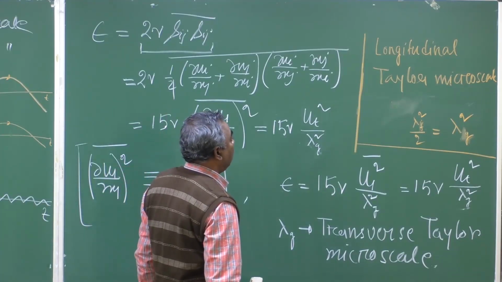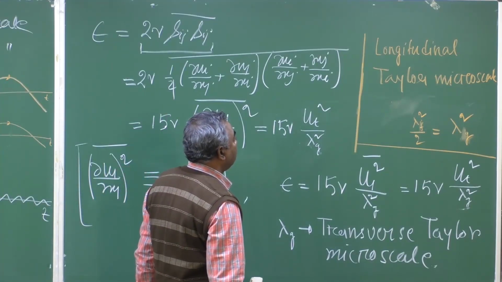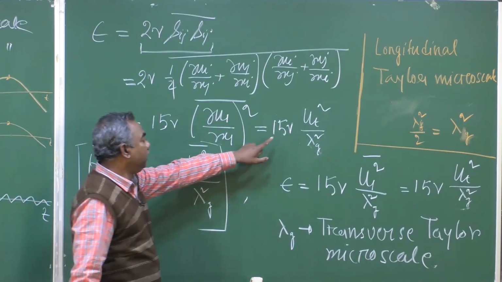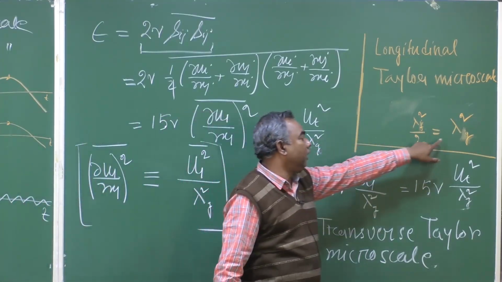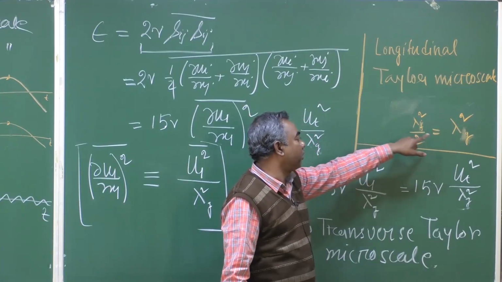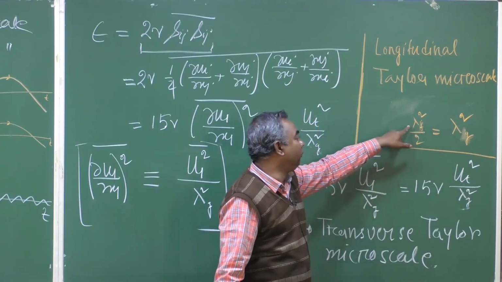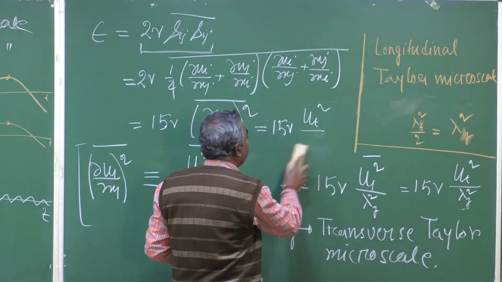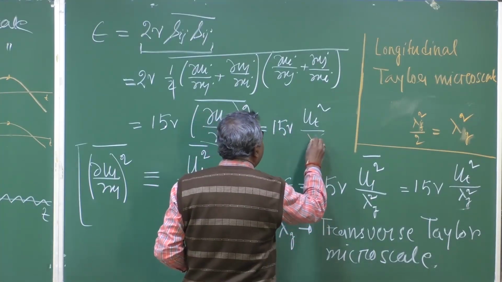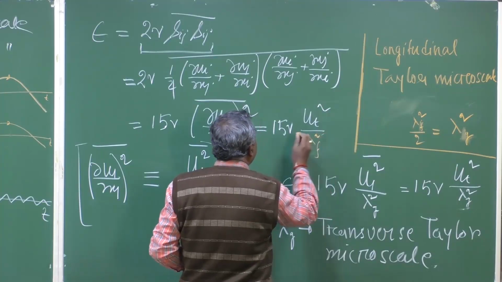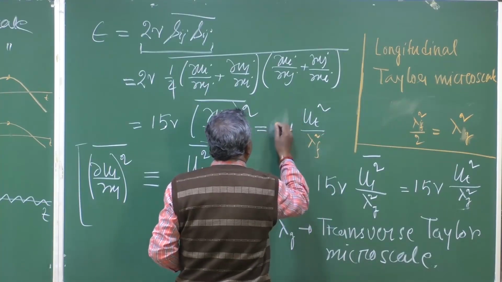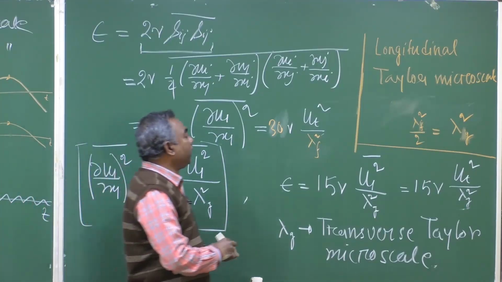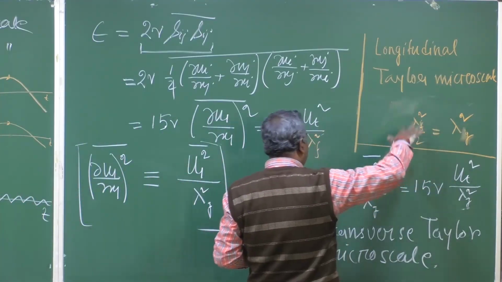So, if you consider the longitudinal Taylor microscale instead of the transverse Taylor microscale, then this particular quantity is going to be what? This is going to be lambda f square, and this is going to be 30 nu. Please keep it in mind. I will come to this in a minute.